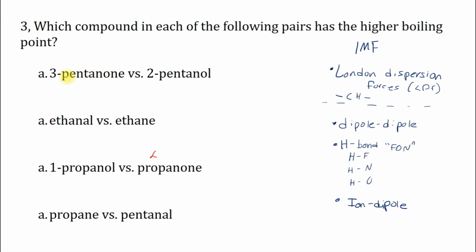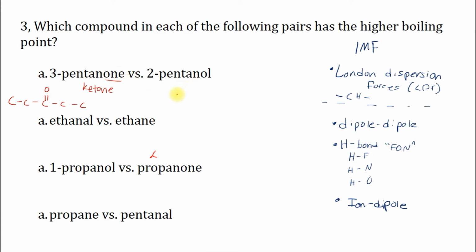Here we have a comparison between 3-pentanone. So "none" means ketone, right? A ketone, I guess it could help to just draw the structure here. Pentanone has 5 carbons, the third one having our ketone on it, right? I'm not going to draw the hydrogens in here, but you know where they are.